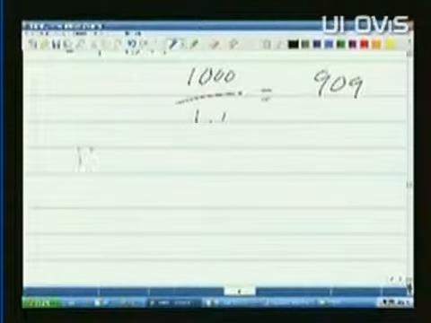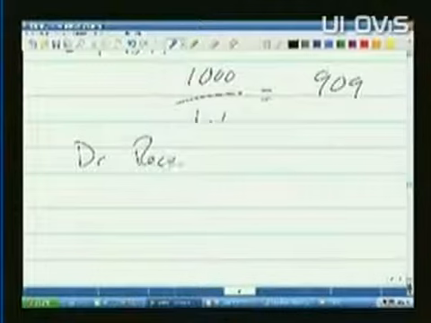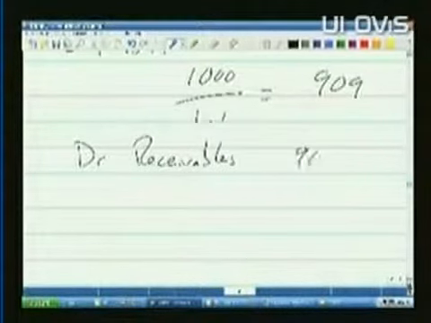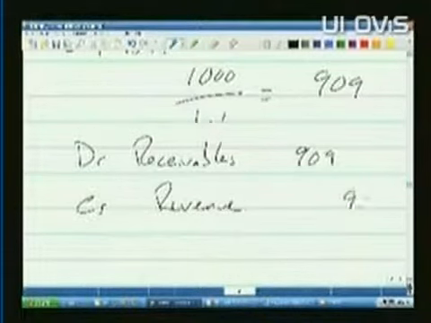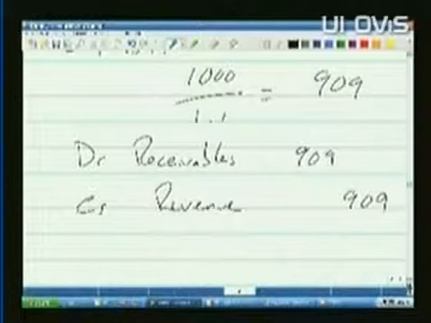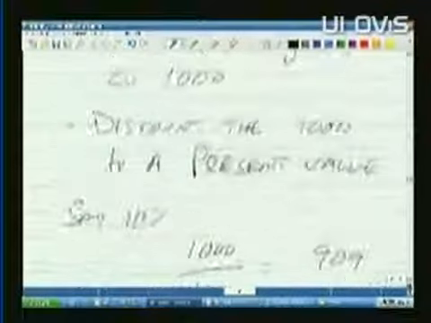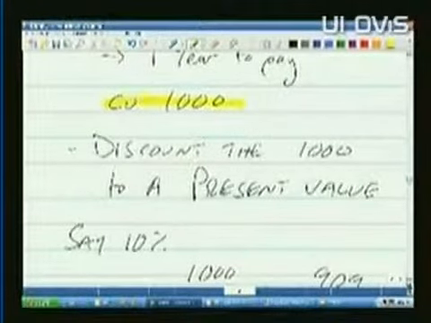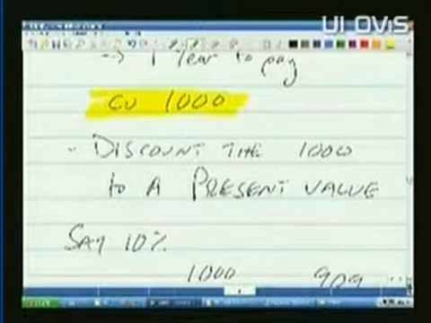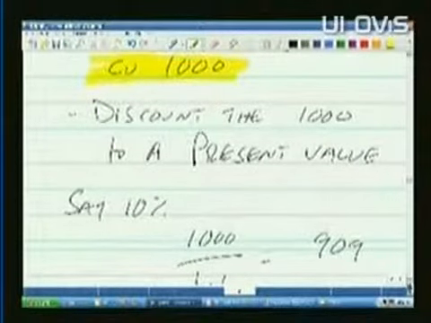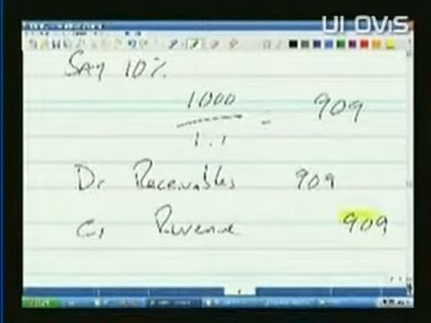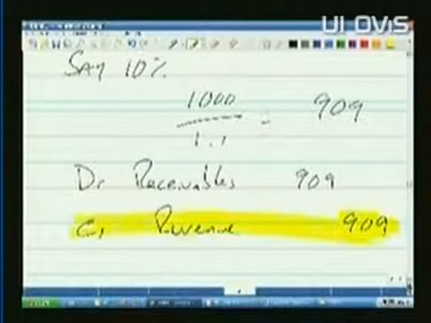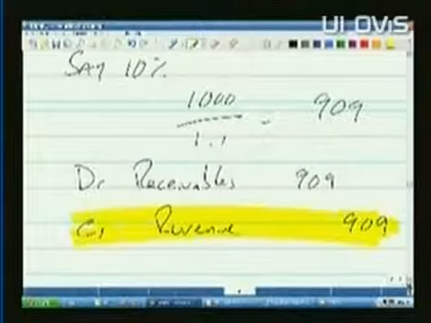So therefore, my accounting would be debit receivables 909, credit revenue 909. So even though I've sold something and the ticket price on that piece of furniture is 1,000, because I've got a year before I have to pay it, the revenue that would be recognised by the company selling that particular product would actually only be the 909. So they would recognise revenue of 909.